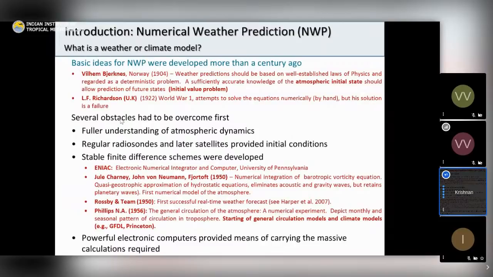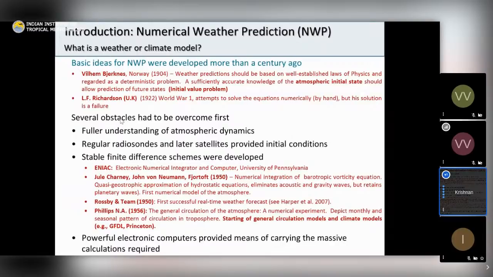Subsequently, various obstacles had to be overcome: a fuller understanding of atmospheric dynamics, regular radiosonde measurements, and later satellites joined in the 70s. They provided initial conditions, and very stable finite difference schemes and numerical methods were developed. The first ENIAC computer at the University of Pennsylvania came around the mid-40s. Then came a very pioneering numerical experiment by Charney, Fjortoft and von Neumann, on the numerical integration of the barotropic vorticity equation. This is typically for the mid-latitude region, a basically quasi-geostrophic approximation.